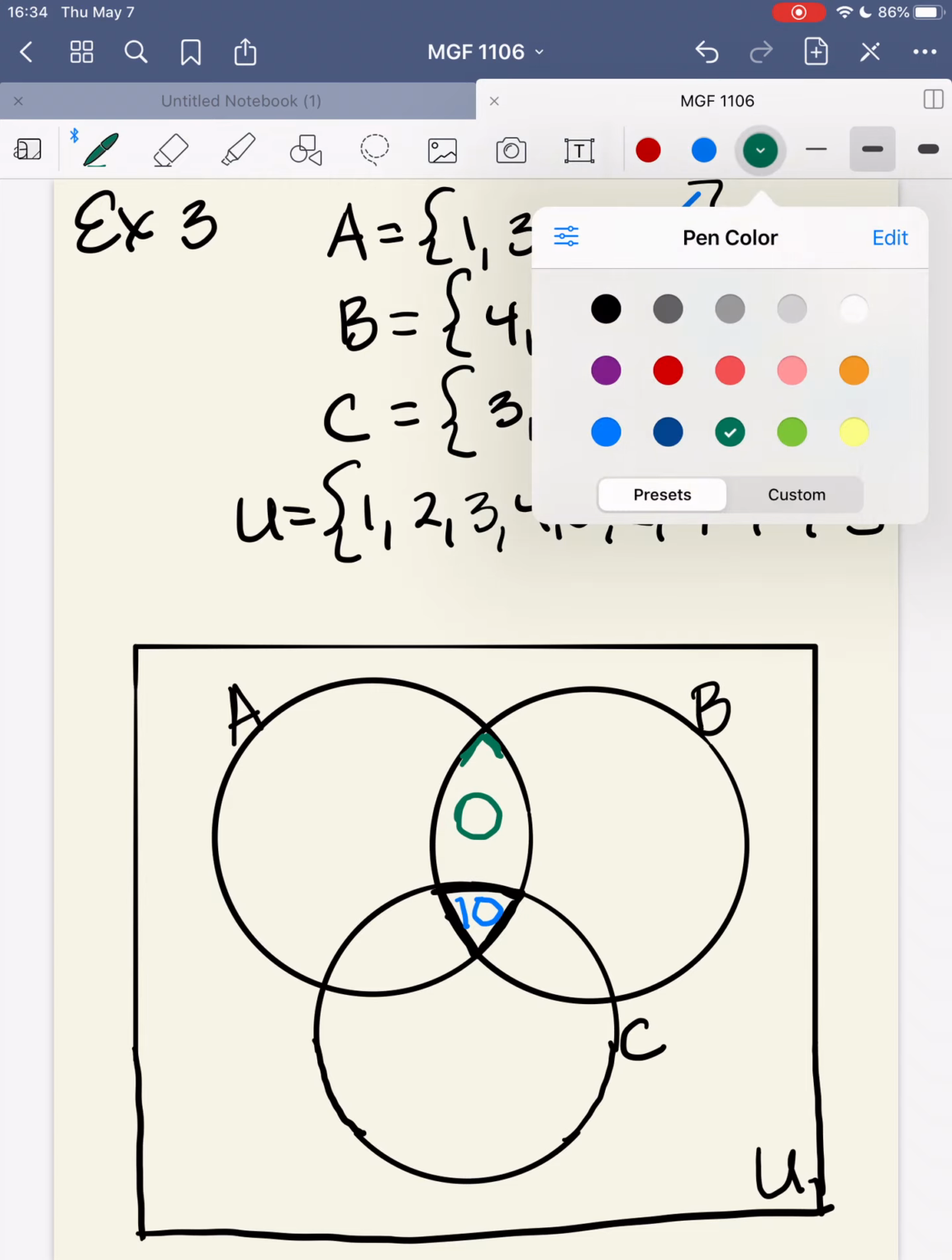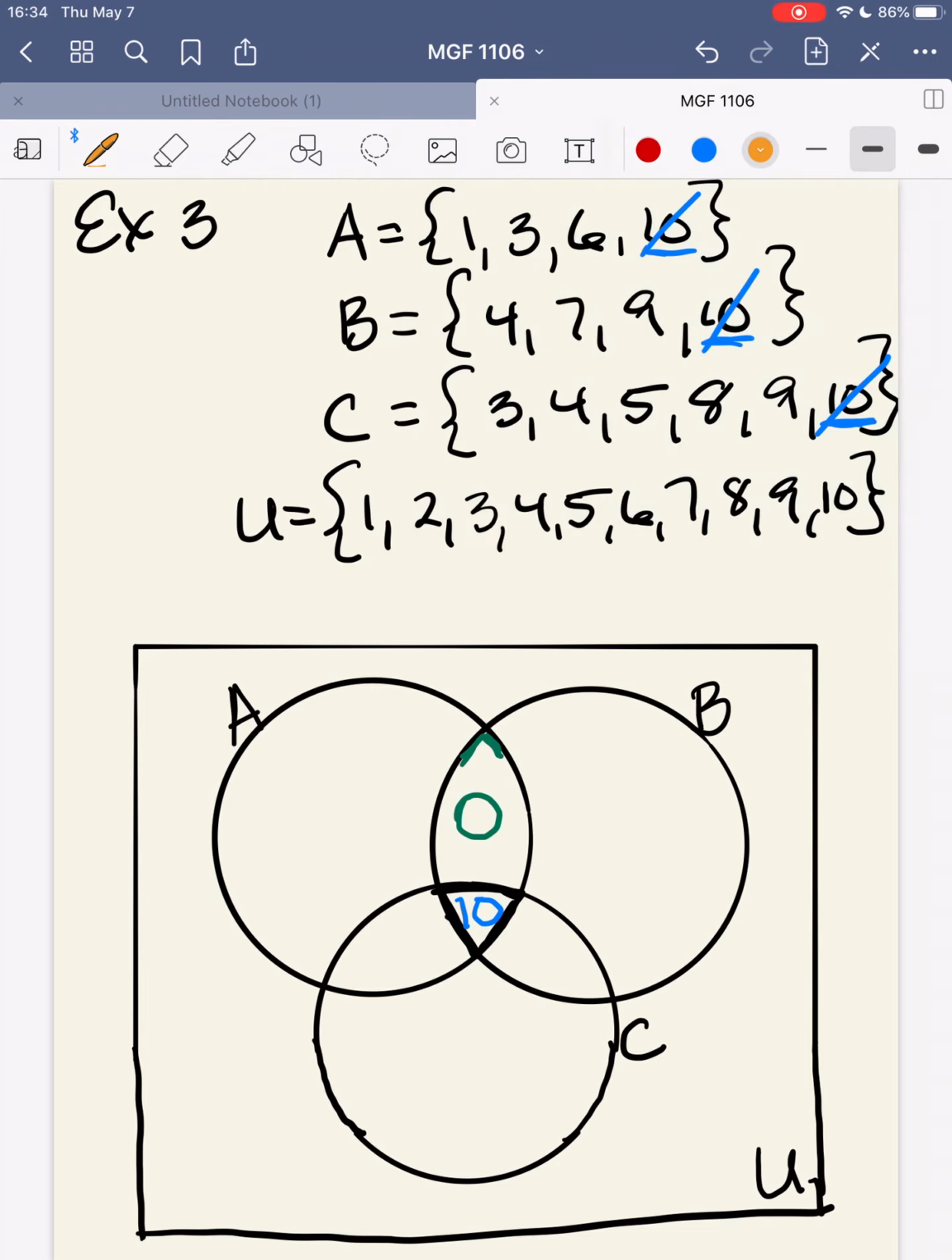Okay, now let's go ahead and look at B and C. Let's do this section right here. Now I want to look for items that are common to both B and C. Well, if I look at B, they both have a 4, and they both have a 9. So in this section here, I'm going to have a 4 and a 9, and I'm going to take those guys out of the picture.